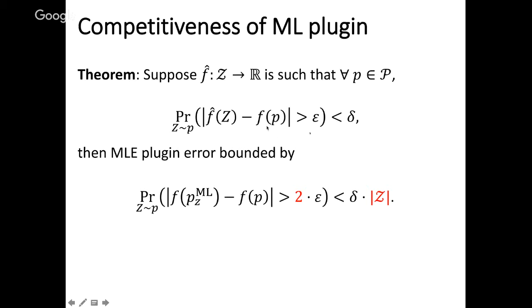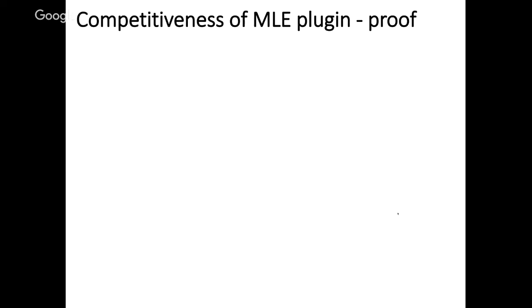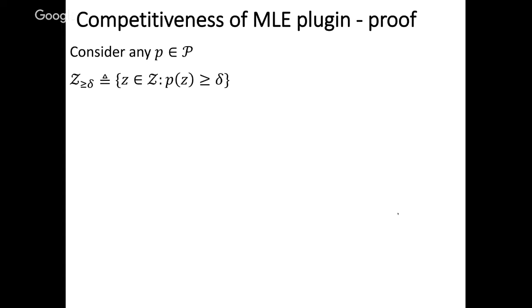Okay, so if f hat achieves accuracy epsilon, the maximum likelihood estimator will achieve accuracy 2 epsilon. However, the error probability can go up from delta to delta times z. So it's competitive with respect to the best f if we ignore this z that we'll come to in a second. We are going to prove this because it's a simple proof. I think we can finish it in one slide.